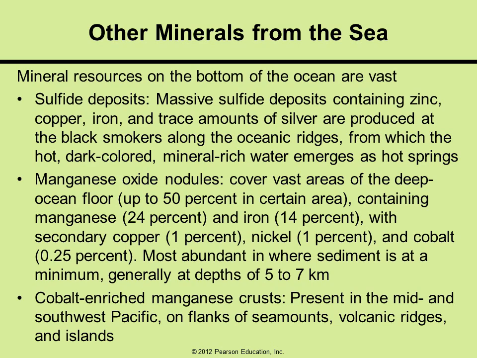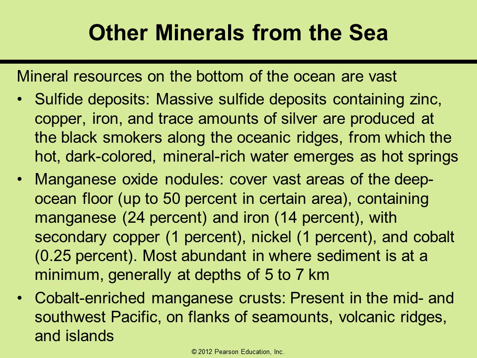They are most abundant where the sediment is at a minimum, generally at depths of 5 to 7 kilometers, so pretty deep oceanic waters. And the southern Pacific is one area where these are notable for their concentrations. There are also cobalt-enriched manganese crusts present in some locations, and these tend to be near the mid and southwest Pacific, on the flanks of seamounts, and along volcanic ridges and islands.